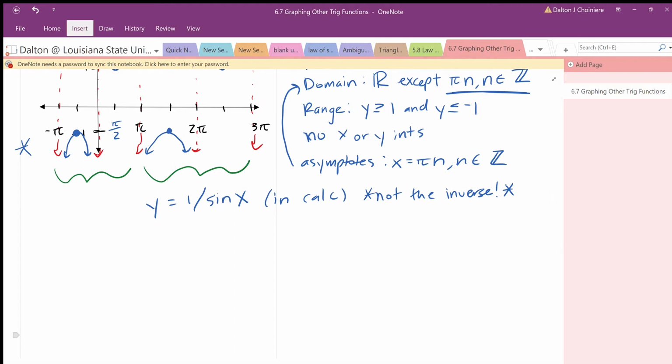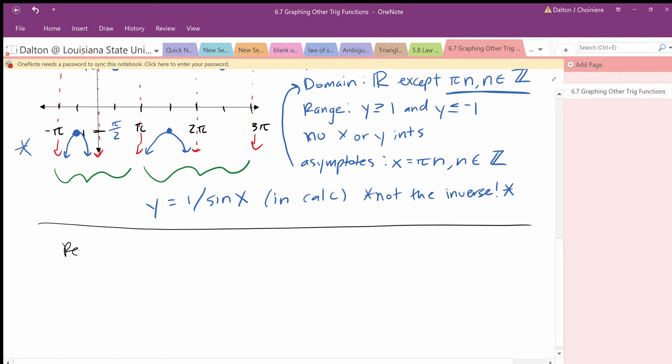Reciprocal of cosine. So recall that cosine and secant are reciprocals. In other words, 1 over the cosine of theta is equal to the secant of theta.